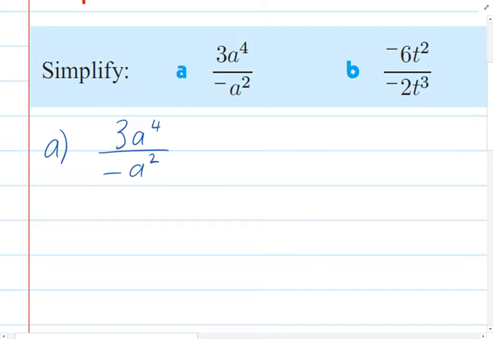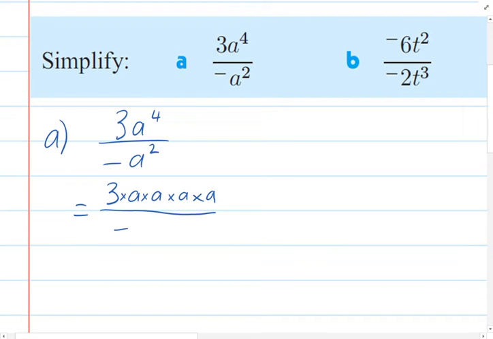Okay, so our first step here is we're going to think about what this power of 4 means. So I'm going to write 3 on top of the fraction, and a to the power of 4 means a times itself 4 times. So 1, 2, 3, and 4. And then on the bottom we've got negative a times a, because we've got a to the power of 2.